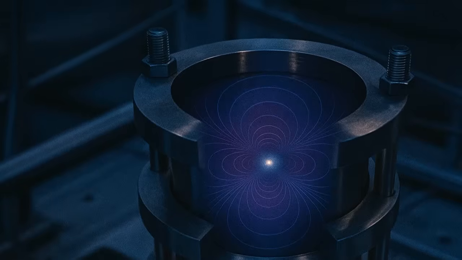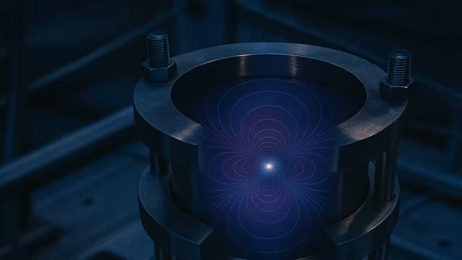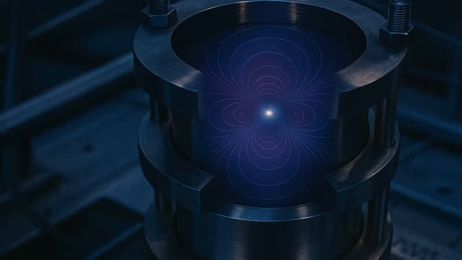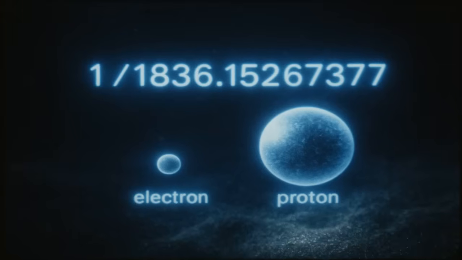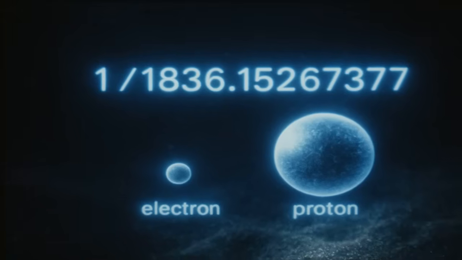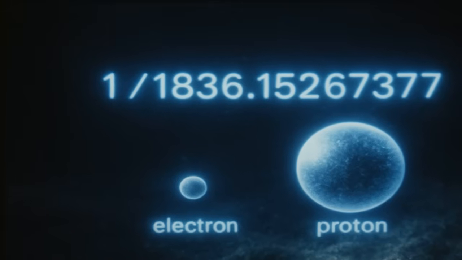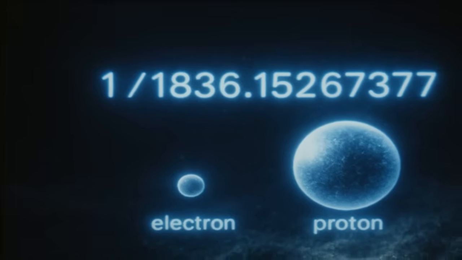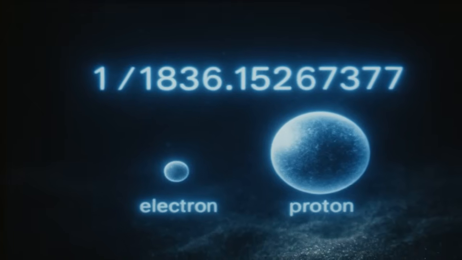The Max Planck Institute in Germany calculated electron mass in a Penning trap using carbon-12 isotopes as reference. Result: one electron equals exactly 1 over 1,836.1526737 times the mass of a proton. 30 decimal places of precision, not approximate, exact.